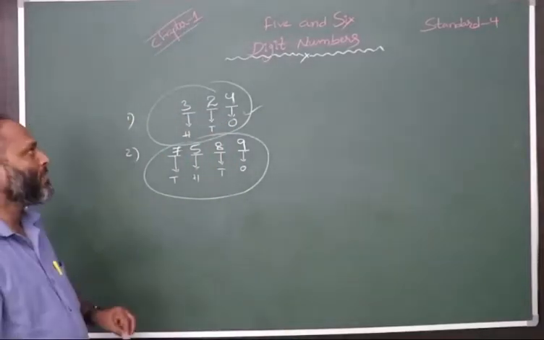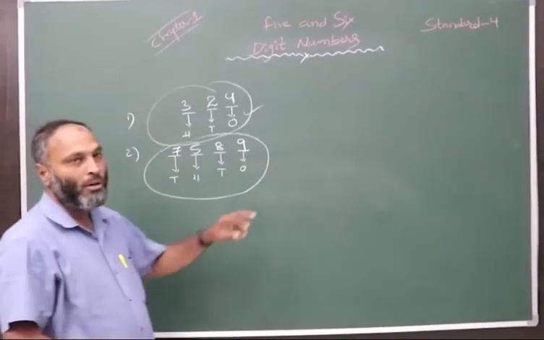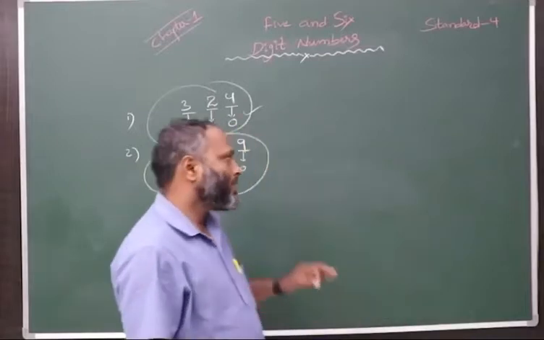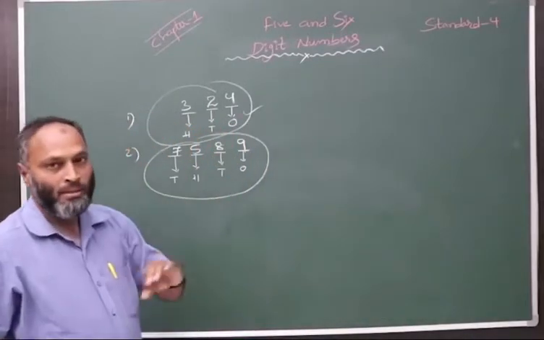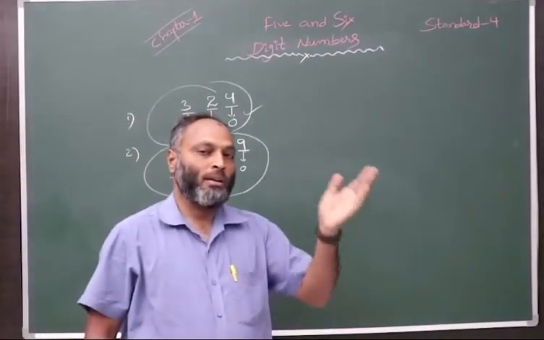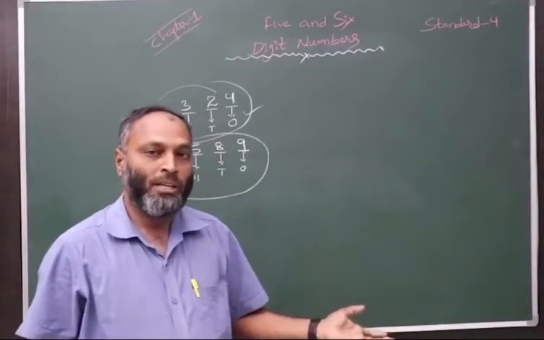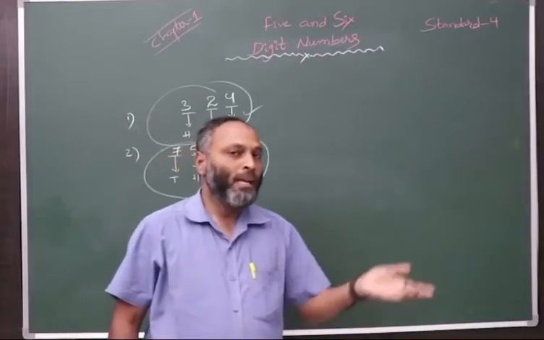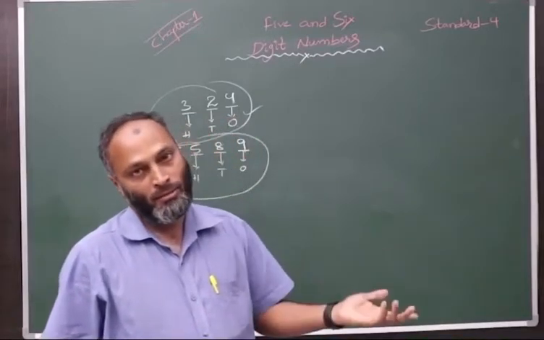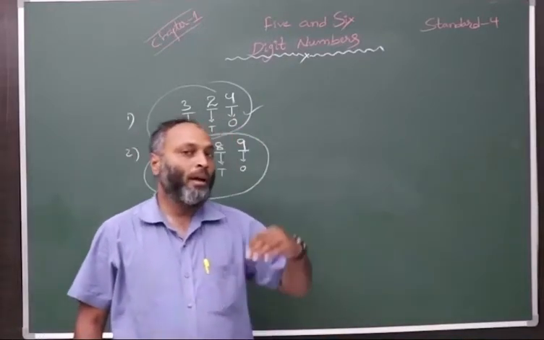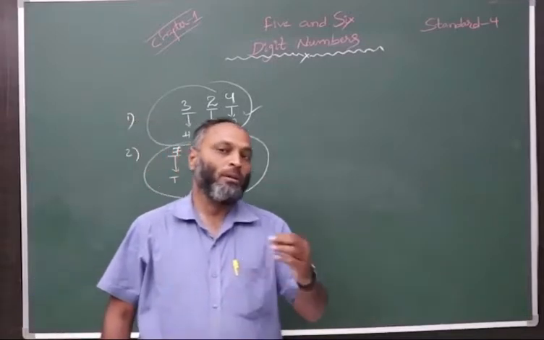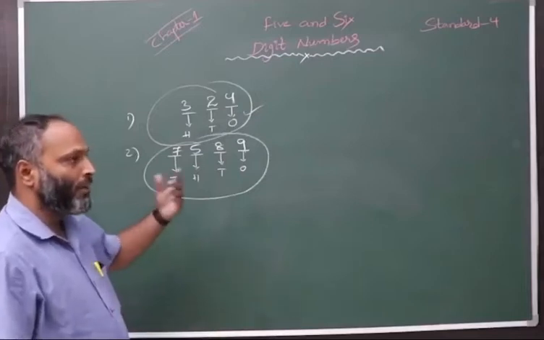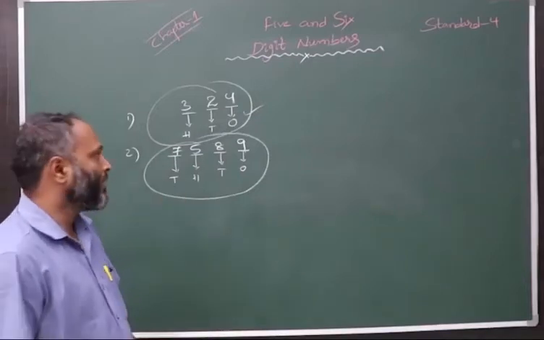Now in this class we are going to discuss 5 and 6 digit numbers. In 3 digit numbers we discussed the smaller number and the bigger number, and in 4 digit numbers also we discussed the smaller and bigger number. In single digit also we discussed smaller and bigger, and in 2 digit also. Now again we recapitulate what we discussed in our previous class, in third class.